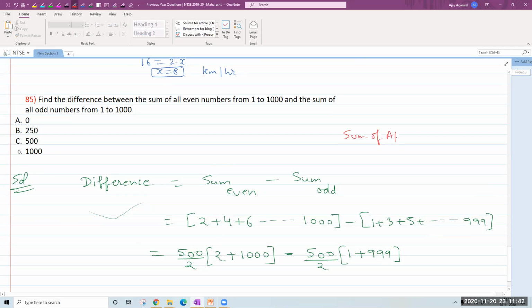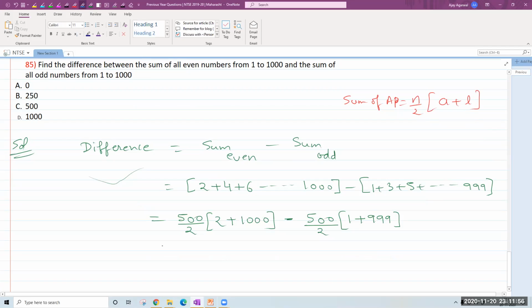Sum of AP equals n by 2 into (A plus L), where A is the first term, L is the last term, and n is the number of terms. Okay, so once you solve, 500 by 2, so it will be 1002 and minus 500 by 2, this will be 1000.